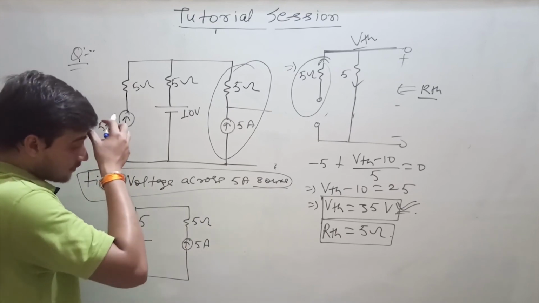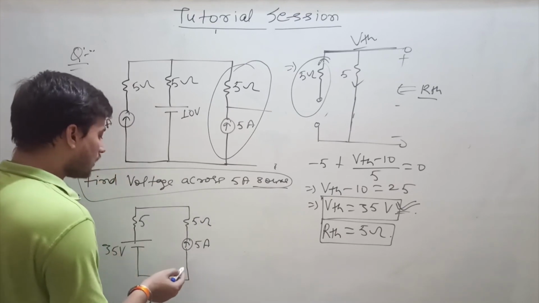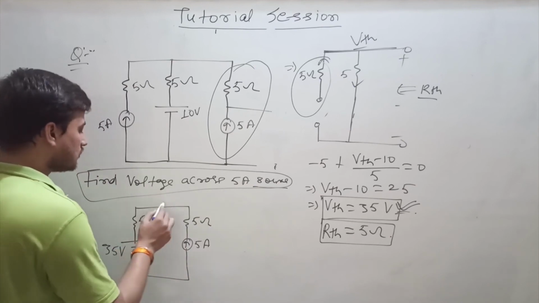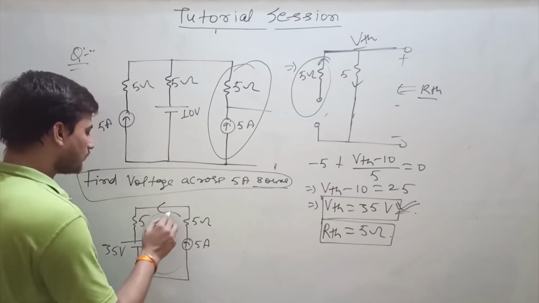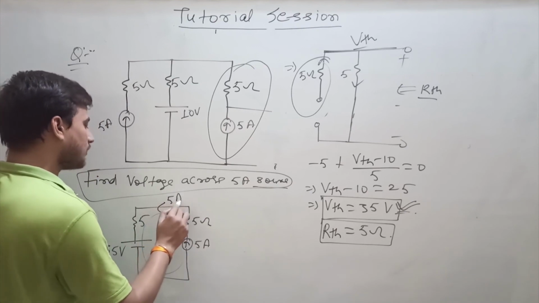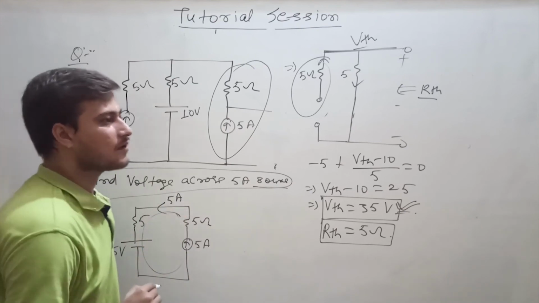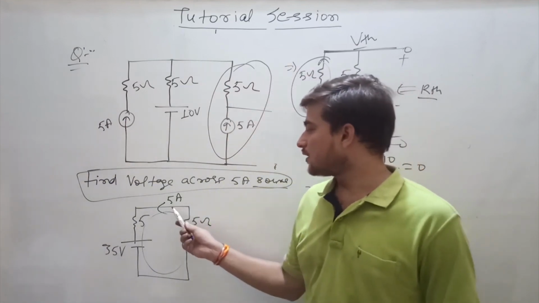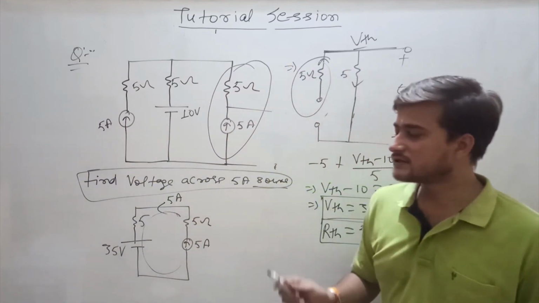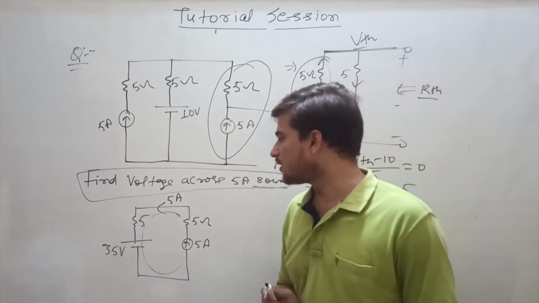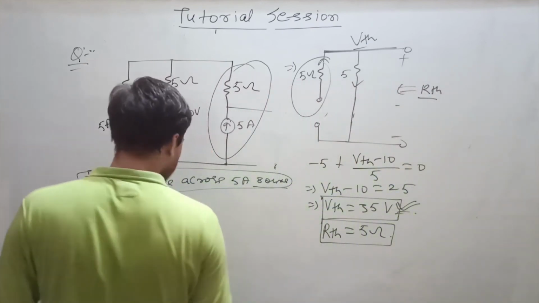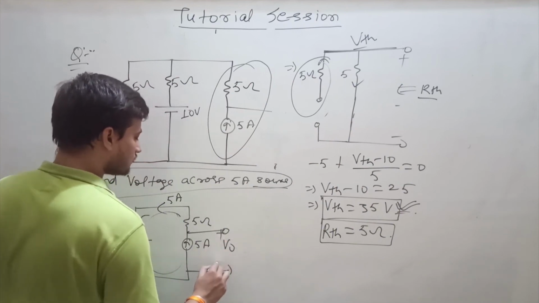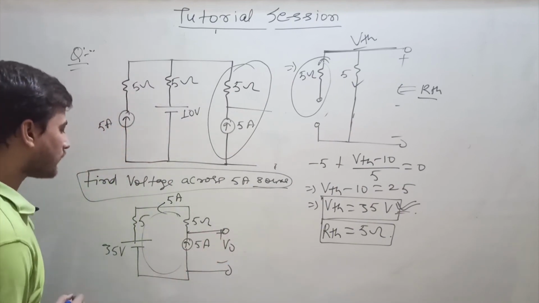So now what do you see? You see the current. This is the constant current source, ideal current source. So it will maintain a current of 5 ampere in this circuit irrespective of any condition. Once it maintains 5 ampere of current, you have to find this potential V0, plus minus V0.